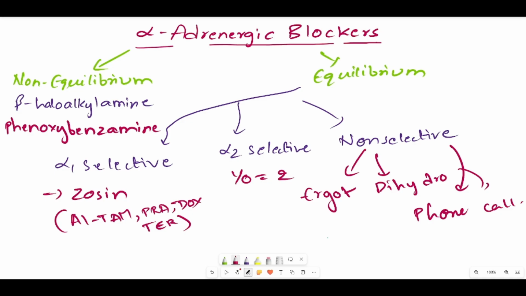So this is the entire alpha adrenergic blocking drugs classification with simple tricks. Alpha blockers are no big deal, just a handful of names with simple logic.